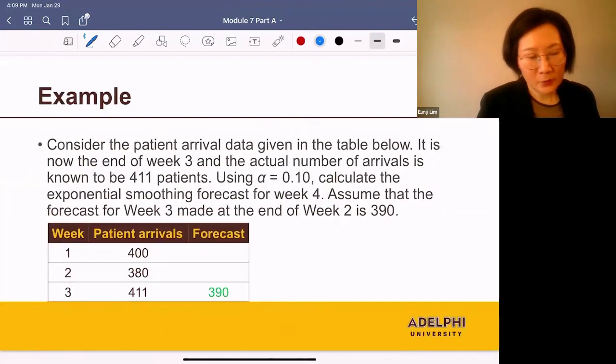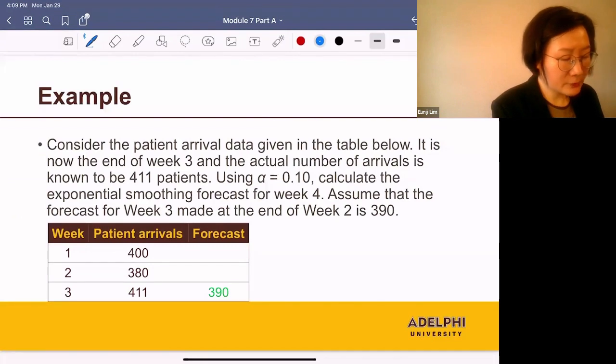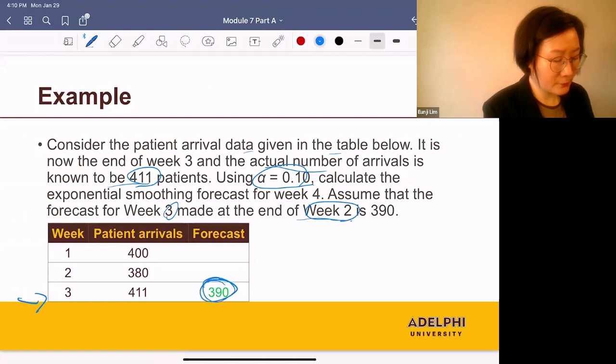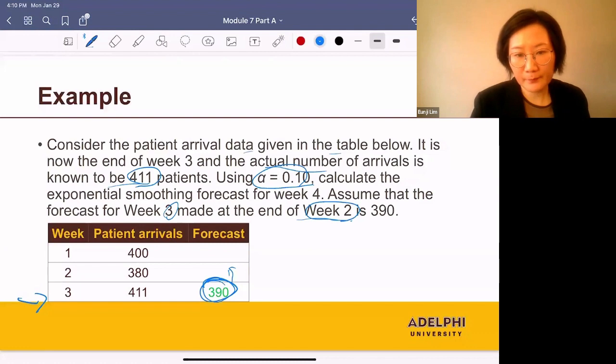Let's look at some example. Consider the patient arrival data given in the table below. It's now the end of week 3, and the actual number of arrivals is known to be 411. Using alpha equal to 0.1, calculate the exponential smoothing forecast for week 4. Assume that the forecast for week 3 made at the end of week 2 is 390. So this is our forecast for week 3, and this was made in the previous period.